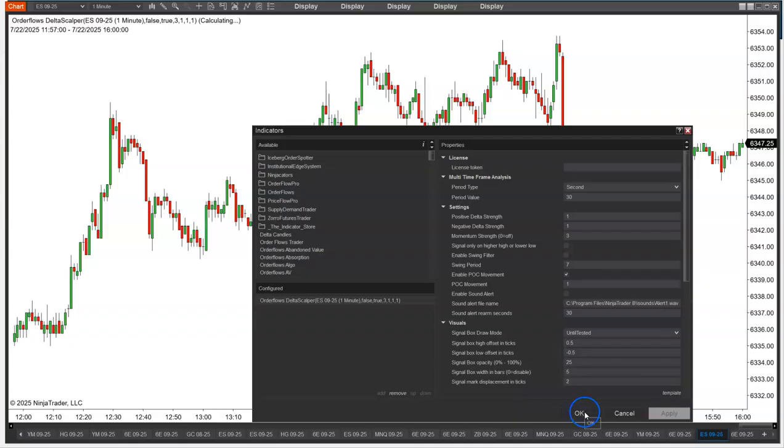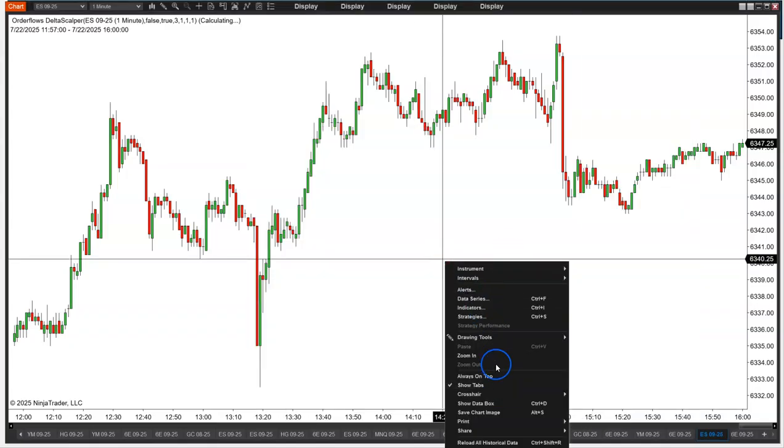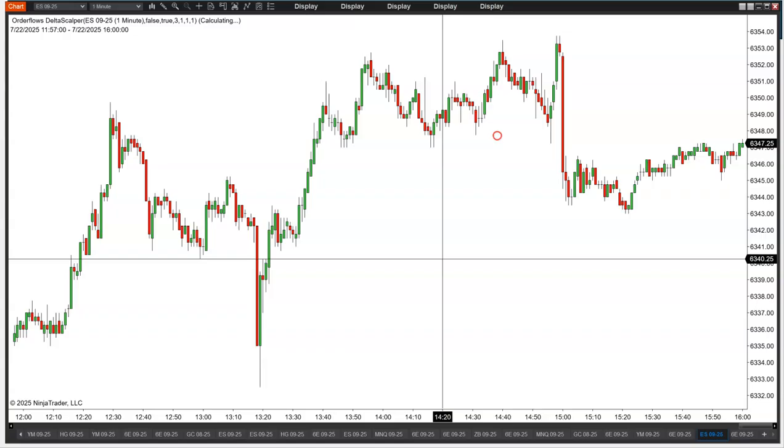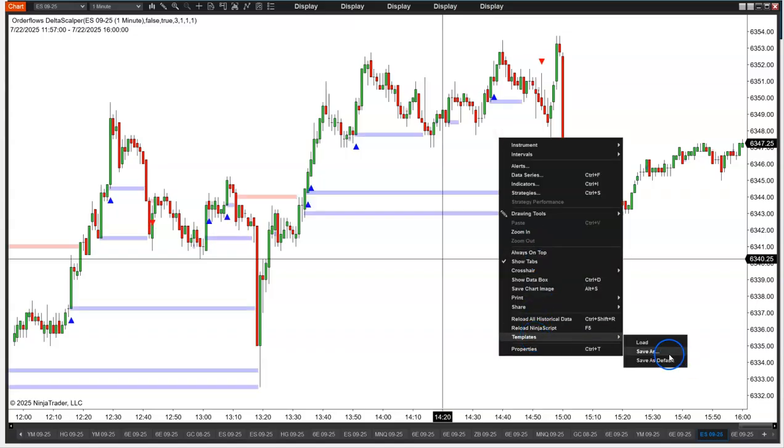And just wait for it to come up. But once you find the settings that you like, I recommend saving that chart, saving those settings, saving the template. To save a template, it's easy. All you got to do is go under templates, right? And you just hit save as.